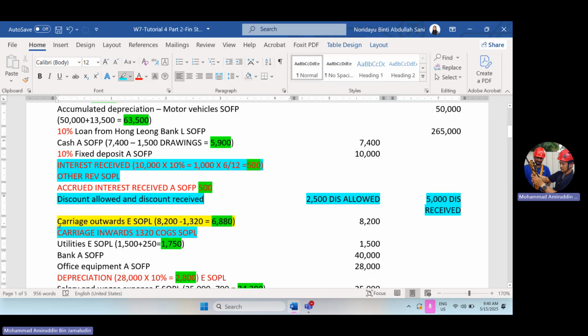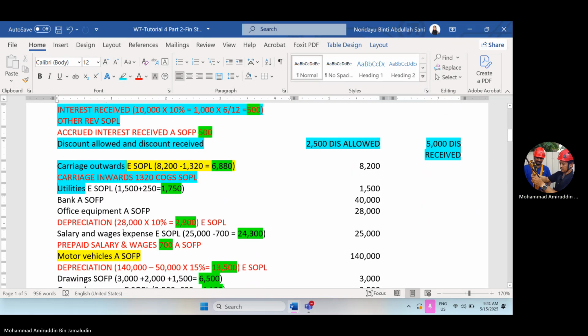And then carriage outwards. Oh, I like that. Yeah, very fast. I like this. Carriage outwards, 6880. Next, utilities, transferred. Salary and wages. Depreciation. Now, this one transferred. And 8.